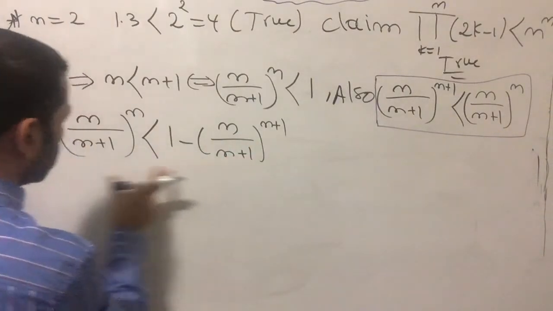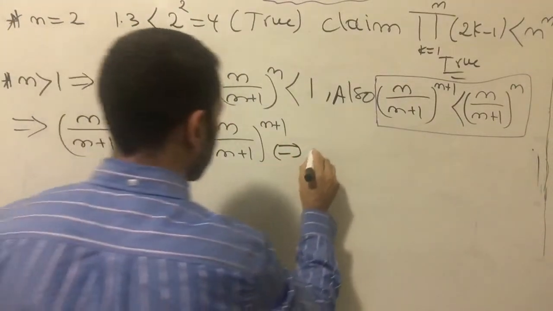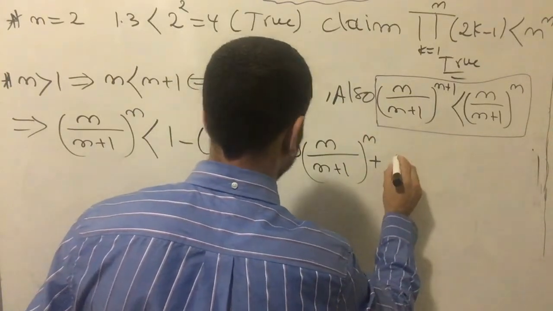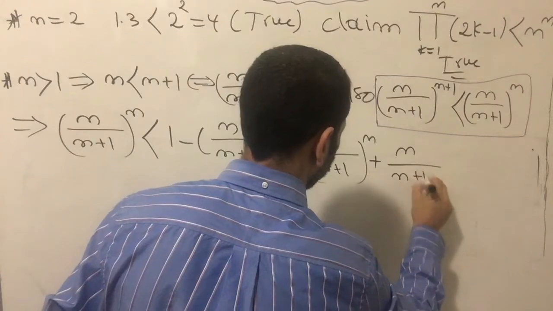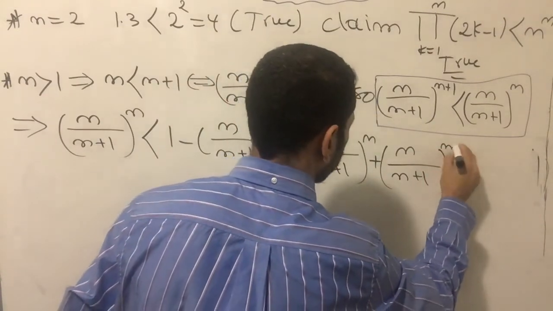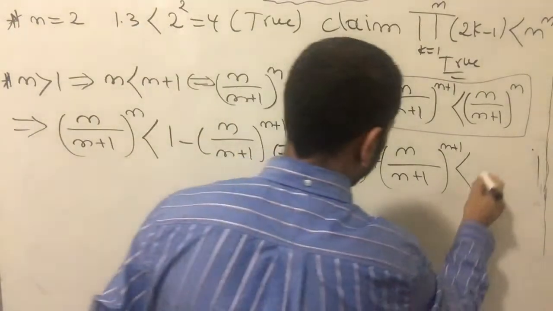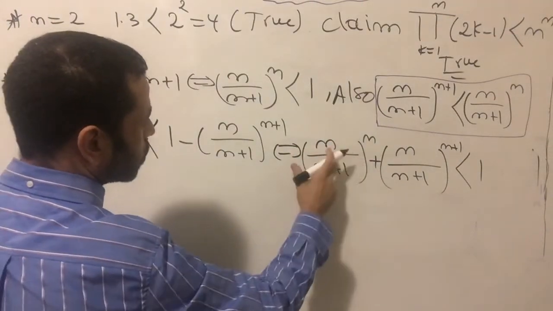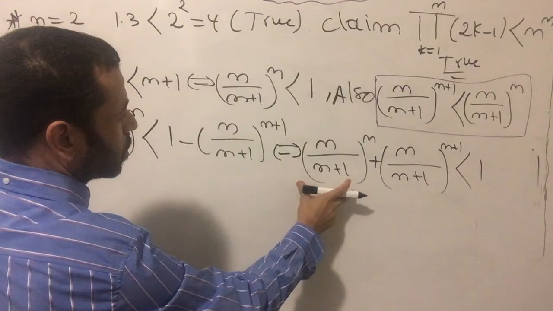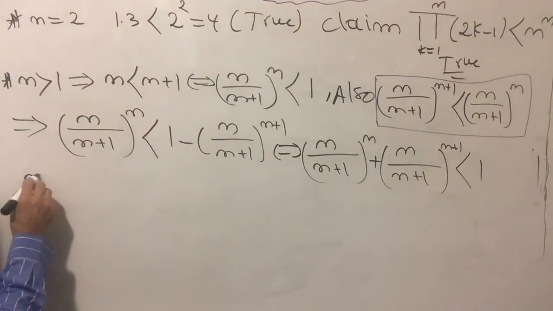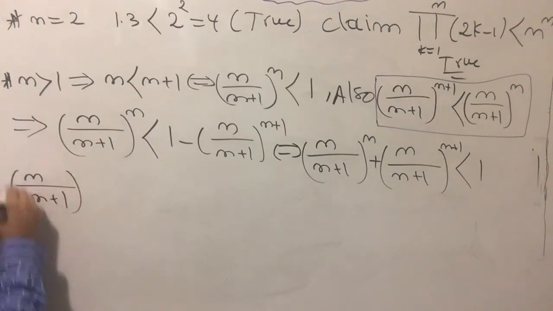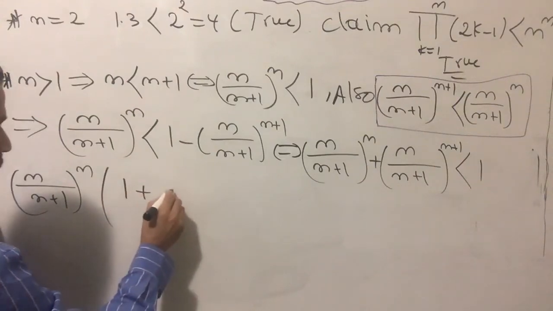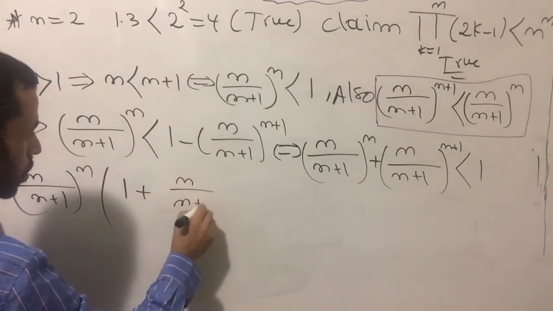So I'm going to bring this one to the other side. This is equivalent to n over n plus 1 to the n, plus n over n plus 1 to the n plus 1, is strictly less than 1, right? What I'm going to do now is take one of these numbers, n over n plus 1 to the n, out as a factor. So I will have n over n plus 1 to the n, times the factor 1 plus n over n plus 1.